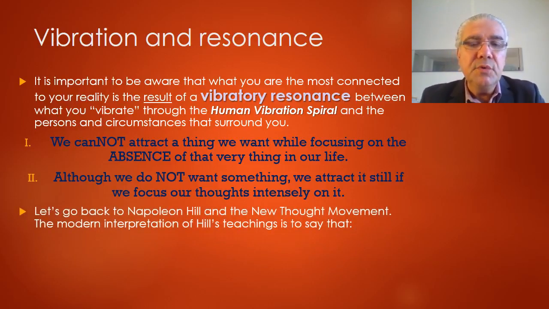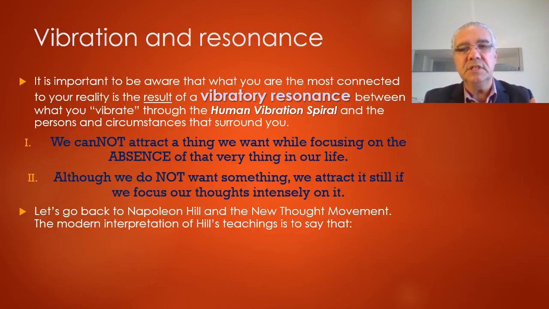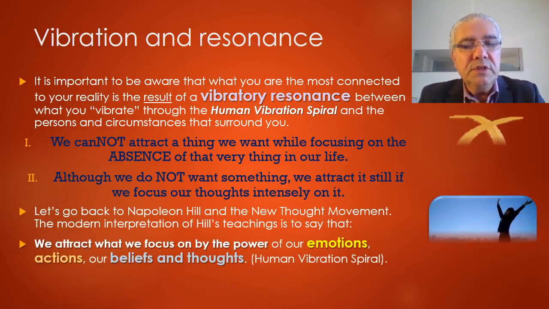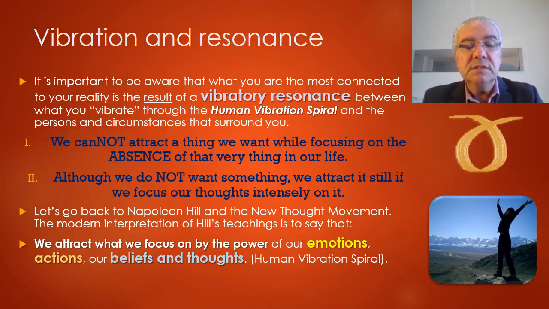If we go back to Napoleon Hill and the New Thought movement, the modern interpretation of Hill's teachings, couched in the human vibration spiral terms, which also derives from quantum physics, is the following: we attract what we focus on by the power of our emotions, our actions, our beliefs and thoughts. This is really what the human vibration spiral is telling us. Seems fairly obvious, doesn't it? But we may not be extremely conscious that we have these tools at our disposal to use them in the right way. If we understand the connection between these tools and what we attract in our life, we may be more empowered to go in the direction we want.